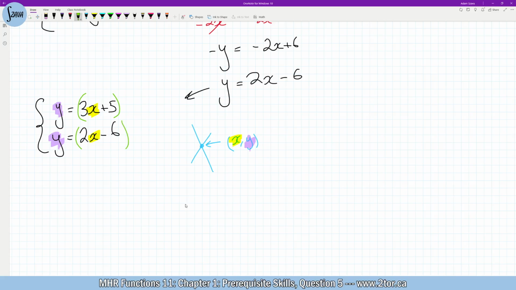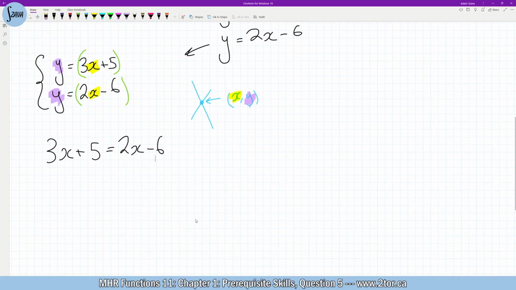Okay, those must be the same number because they're both equal to y. So we get 3x plus 5 equals 2x minus 6. I just took the right side of both of those equations. At this point, what I want to do is solve for x, right? I can solve for x here because I only have one equation and one unknown variable.